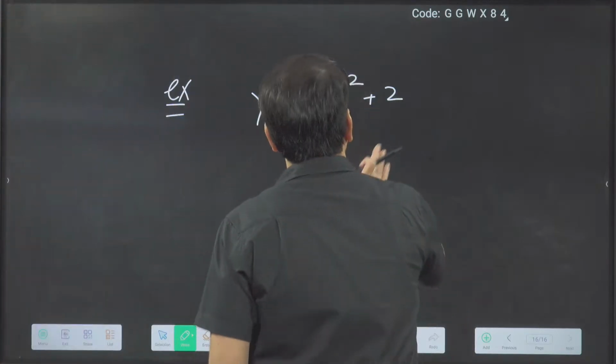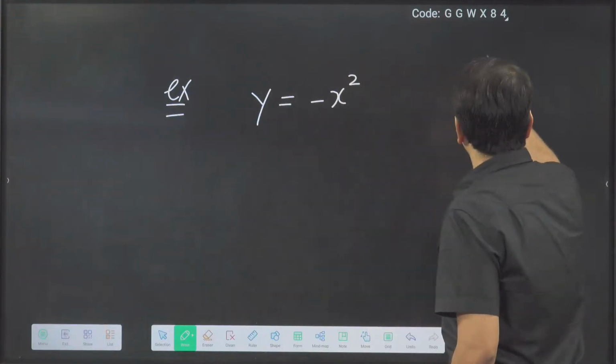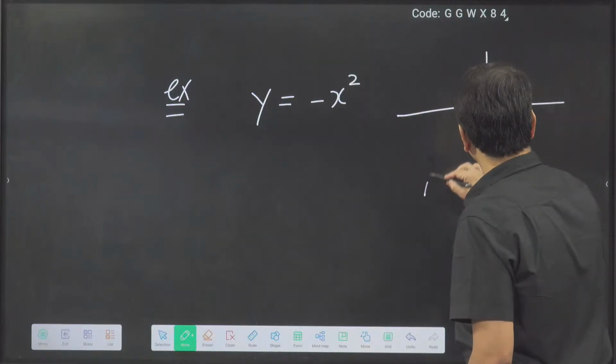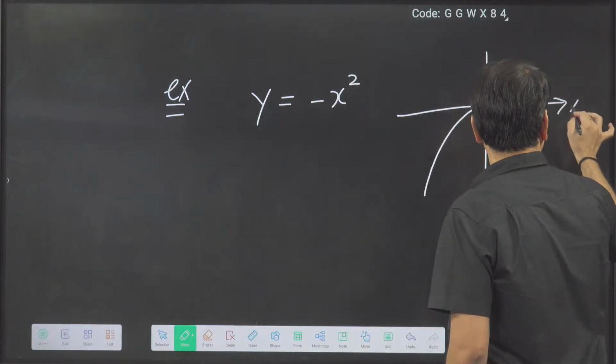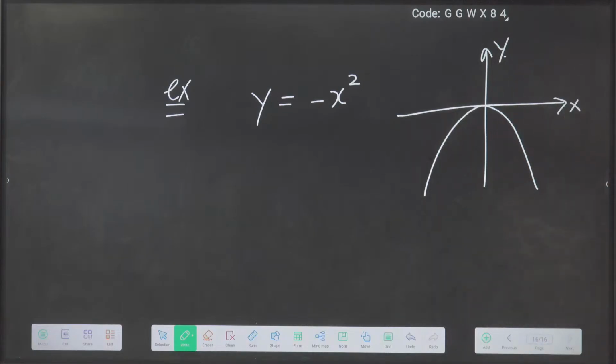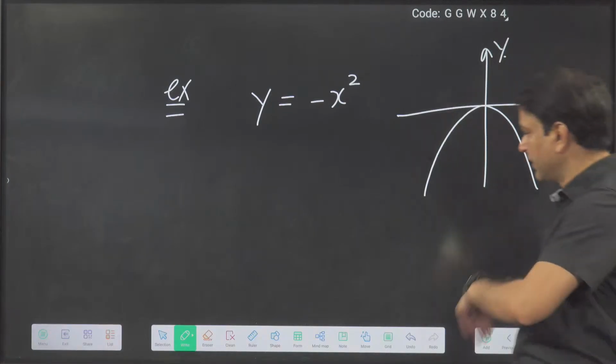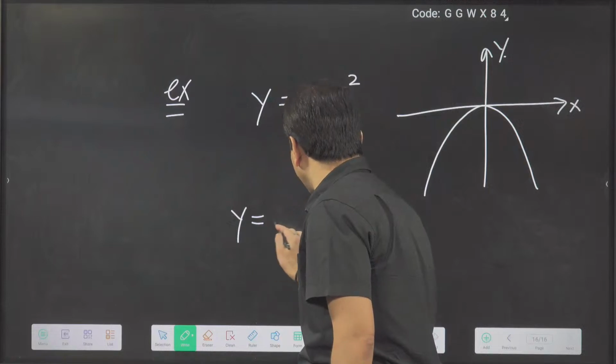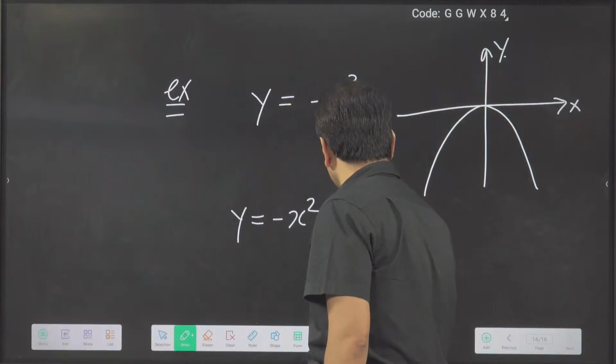Suppose I am giving this first. Then I will make a downward parabola like this. Did everybody get this or not? If I have given y is equal to minus x square, then I will make this graph. Okay. Now here I am writing y is equal to minus x square plus 2.